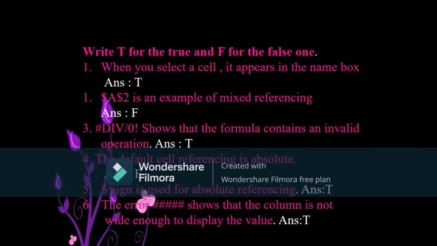Then write T for true and F for false. When you select a cell, it appears in the name box. Is it true? Yes. When we select a cell, it appears in the name box only. So the answer is true.